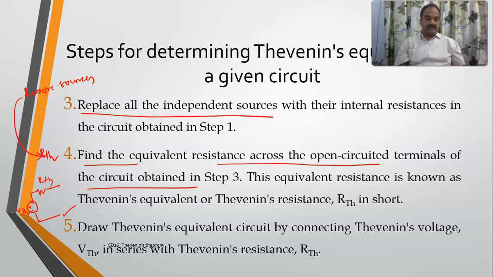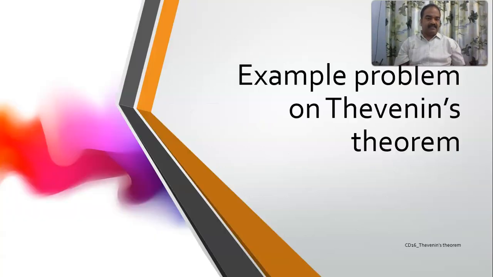So these are the steps involved in Thevenin's theorem. The first thing is open circuit the terminals. The second thing is determine VTH. Third thing, replace the sources. Fourth one, determine RTH. And finally, you keep VTH in series with RTH. So these five are the steps involved in determining the Thevenin's equivalent circuit.